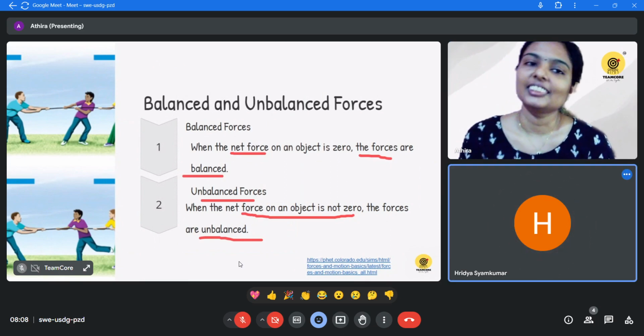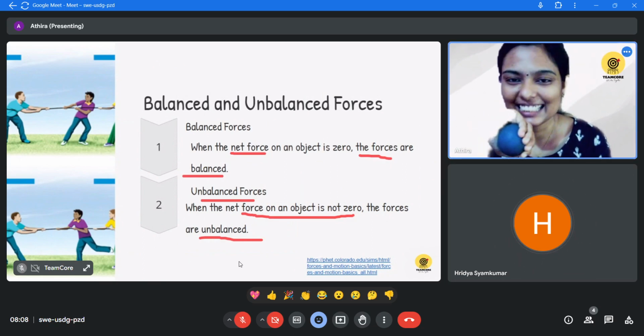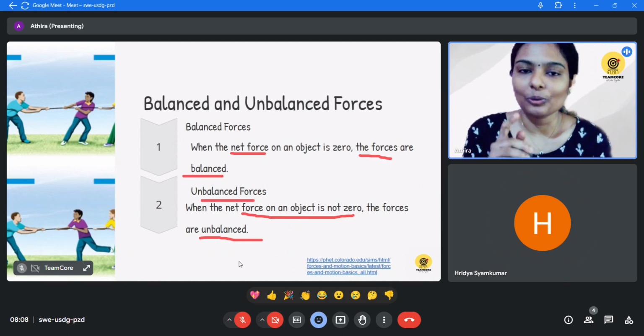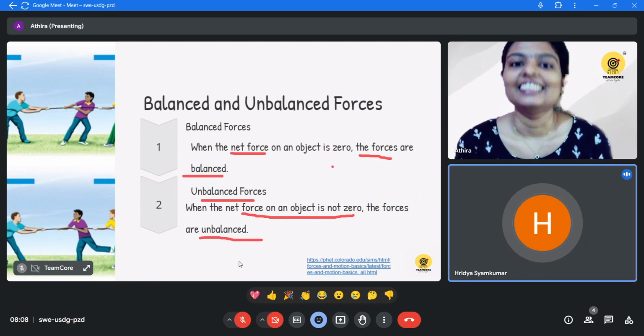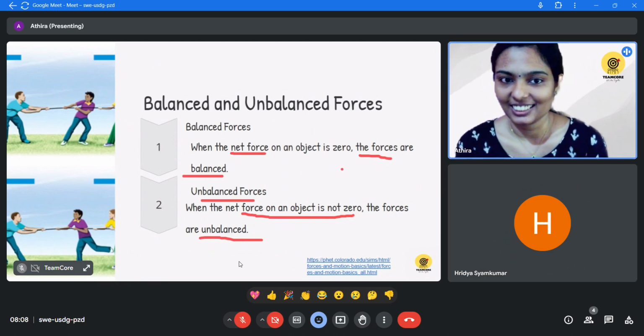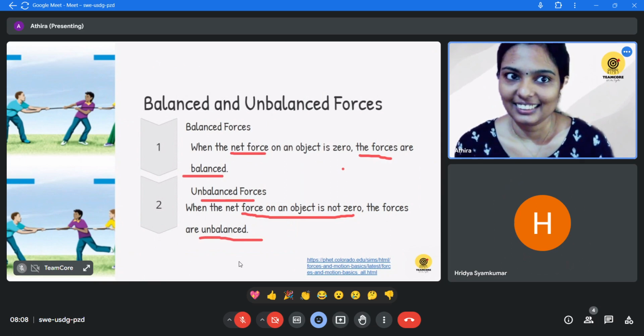No. Very good. So balanced forces can only change the shape or size of a body, but not the state of motion. But unbalanced forces can change the state of motion of a body. That's the difference. Is it clear?